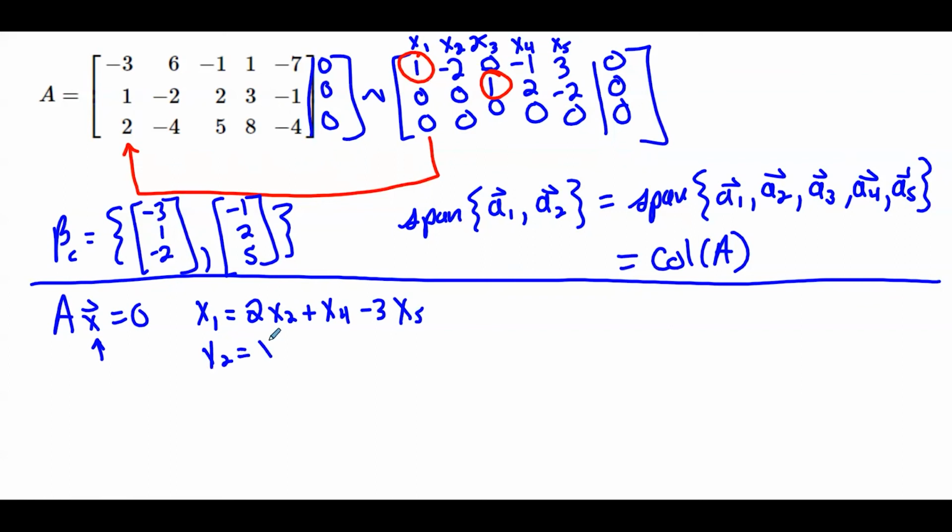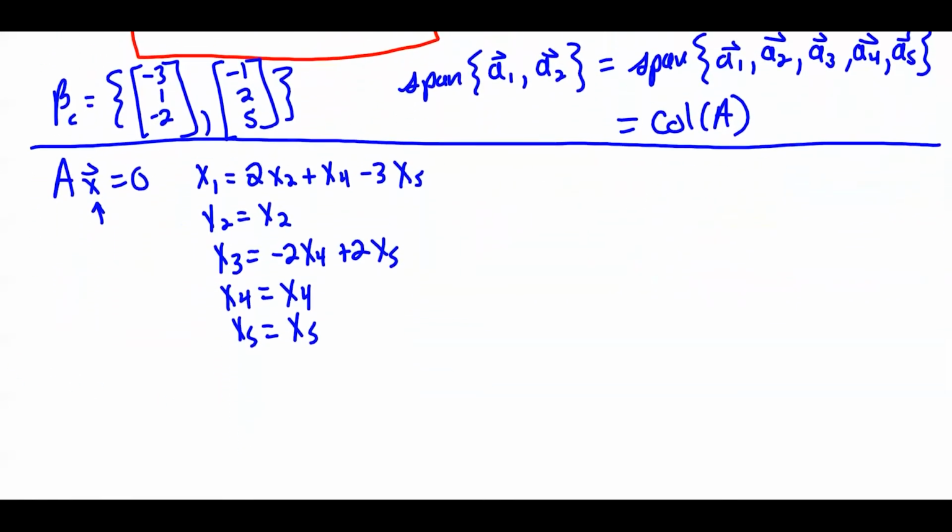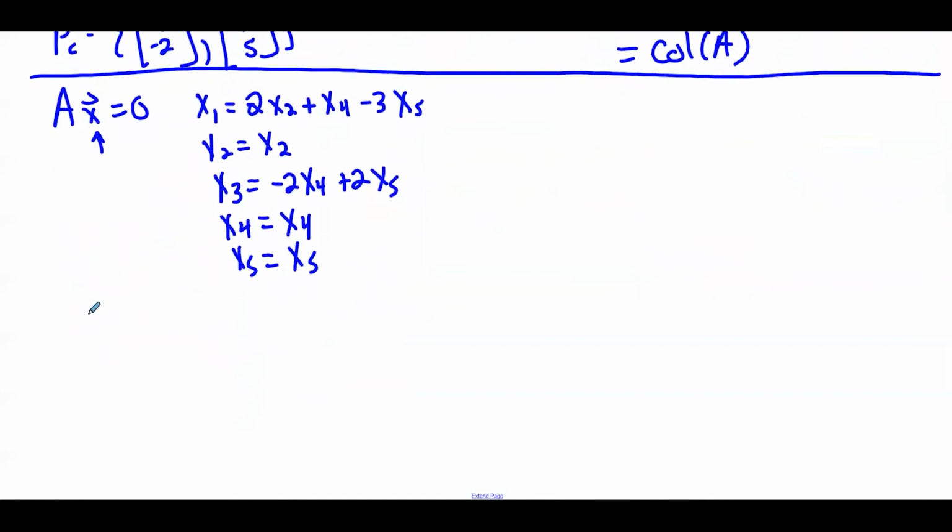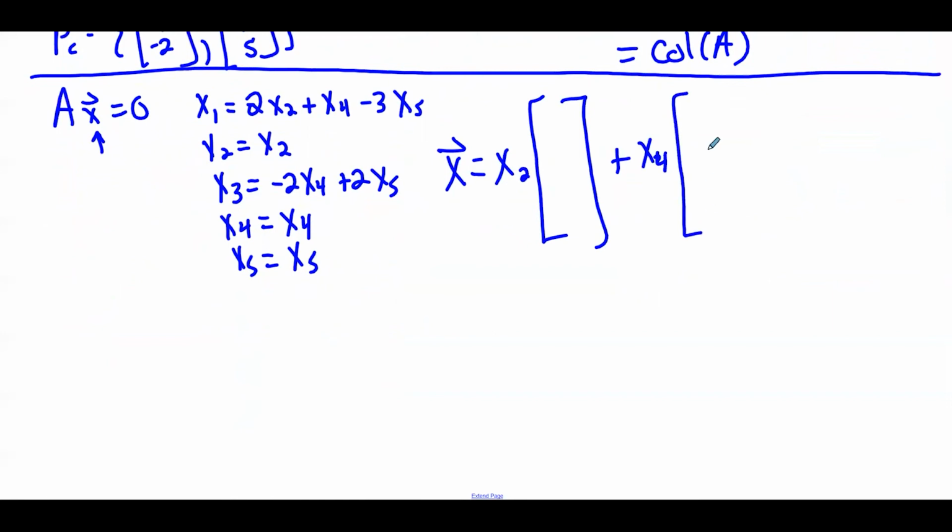x2 is free. x3 is negative 2x4 plus 2x5. x4 is free. x5 is free. So we need to write the solutions here in parametric vector form. So x is, we're going to have an x2 vector, an x4 vector, and an x5 vector.